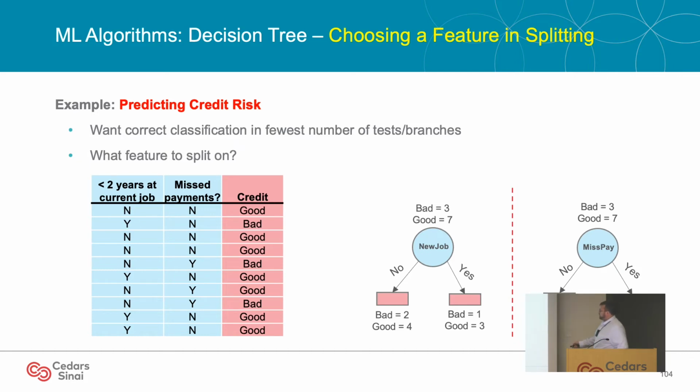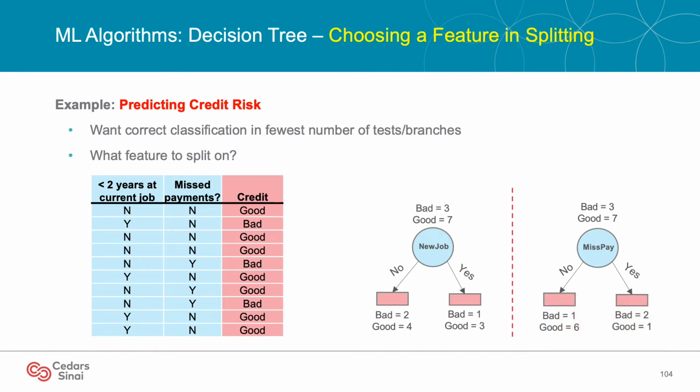So our first option is a split at our root node based on new job. And here's our original count of good and bad classes in our data set. And here is the resulting purity in either branch. Contrast that with using missed payments as our first split, where we have this level of homogeneity in both.